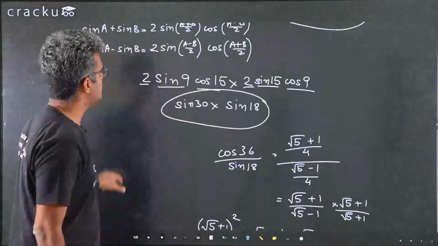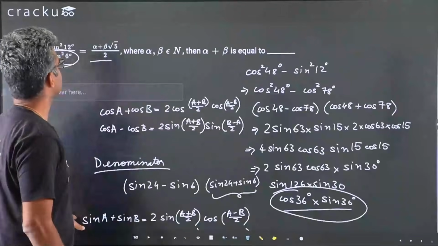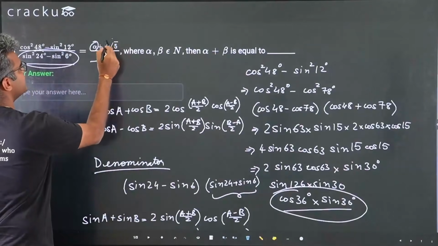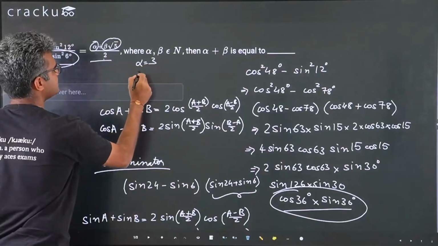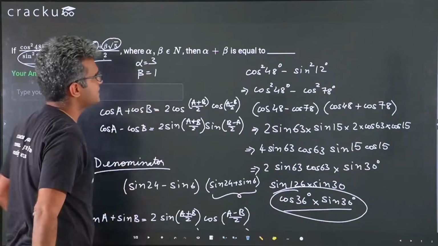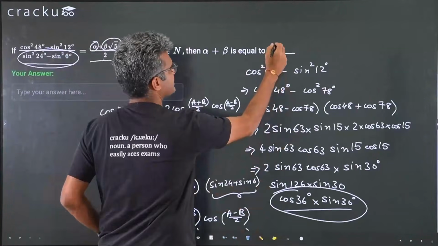This is equal to (3 plus square root of 5) divided by 2. Now if you are looking at what is given over here, this is (alpha plus beta square root of 5) by 2. So alpha is equal to 3, beta is equal to 1. The sum of alpha plus beta will be equal to 4.